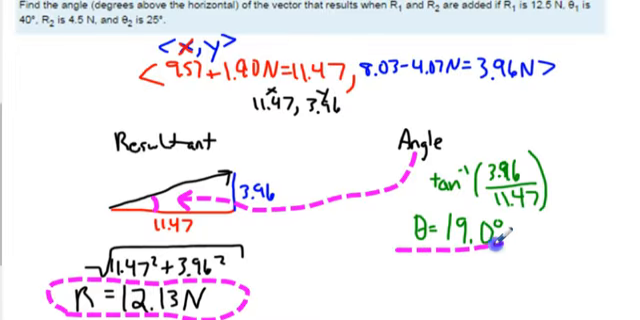And here you have it, final answer, 19 degrees, and that would be above the horizontal, because the horizontal would be like the positive x-axis. So there you go, and hopefully that clears up any questions so you can see how all that stuff works together.